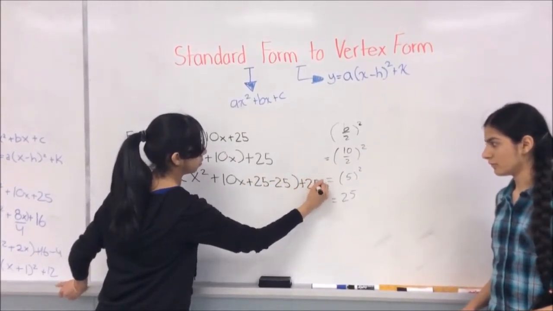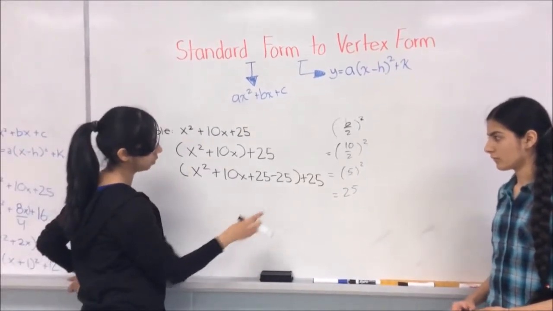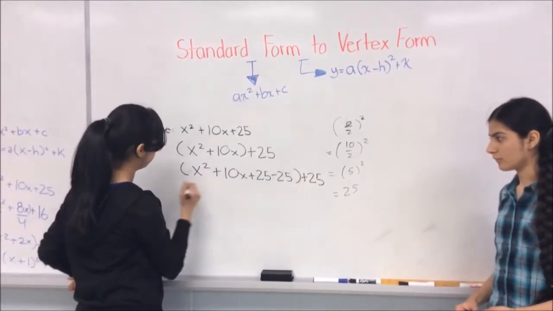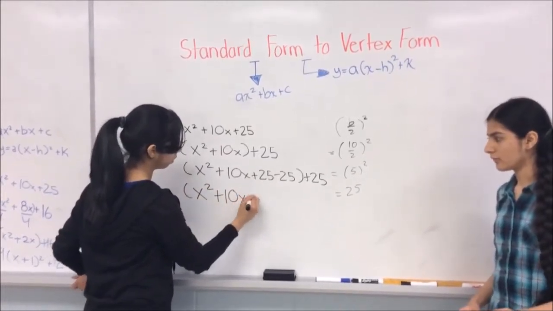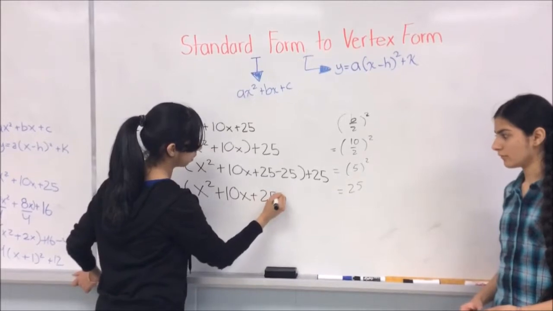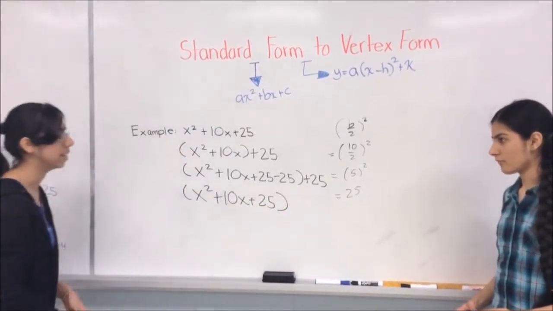And then you just write the c term the way it is. After that, you combine the last term, which is negative 25, with c. And that should get you x² + 10x + 25. When you combine negative 25 with 25, you basically get 0, so you don't really have to write anything.